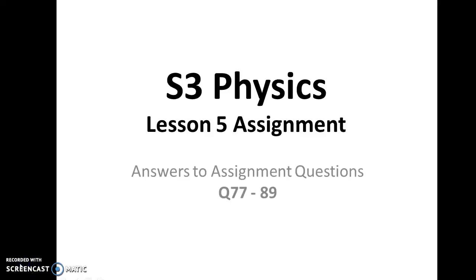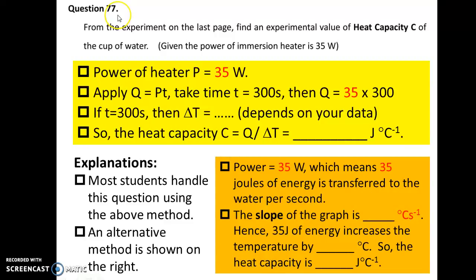Answers to assignment questions. Questions 77 to 89. Question 77. You have to find the heat capacity of your cup of water. The power of the heater is 35 watts. First, you have to find the energy transferred to the water in 300 seconds. Then, refer to your data to find the temperature rise in the corresponding period of time. Lastly, apply the formula C equals Q over delta T to find the heat capacity of your cup of water.